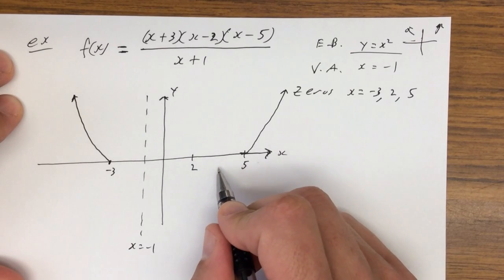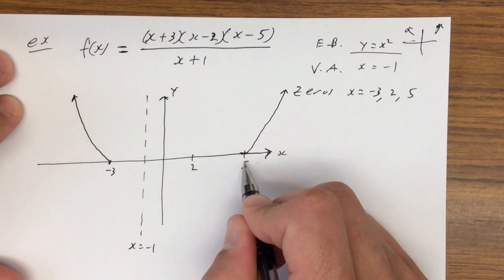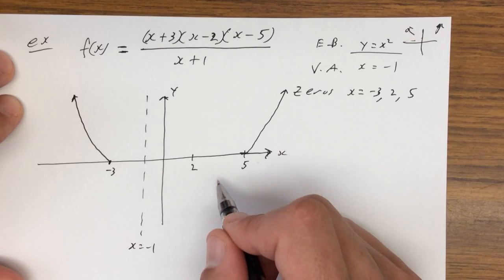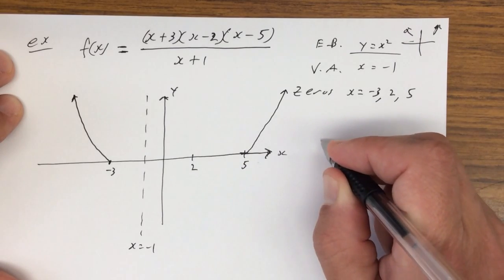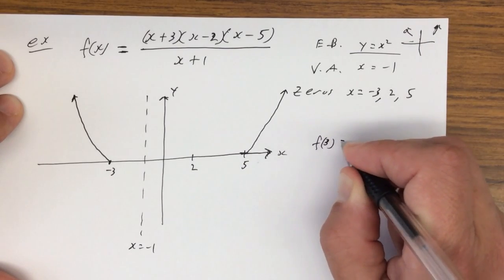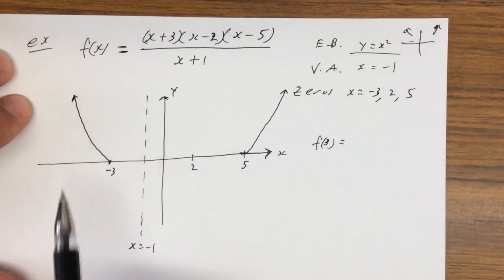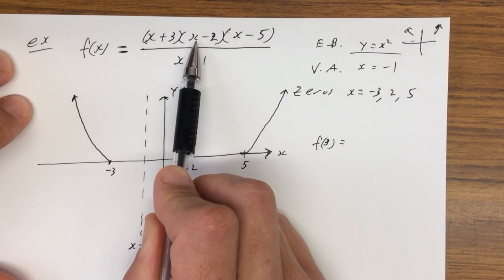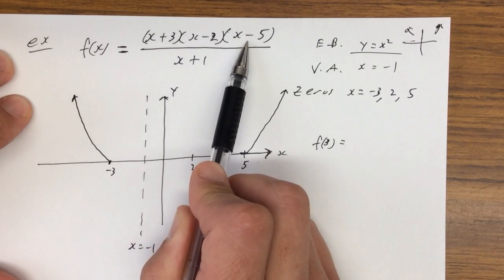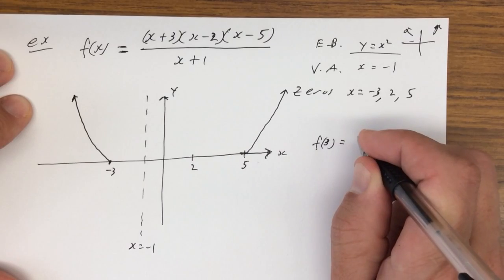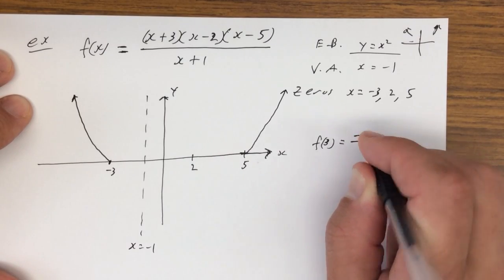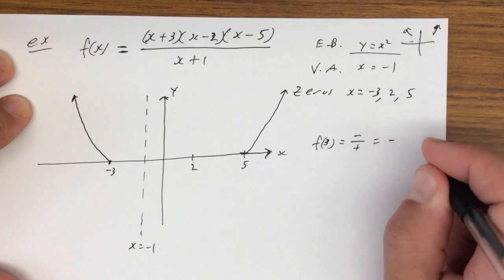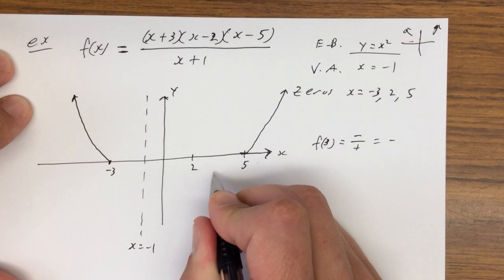Now we can check a couple of things. We could check the values in between, between 2 and 5. We could check f of 3 and see what the sign is, whether it's negative or positive. So let's plug in 3. 3 into that is positive, that is positive, and that is negative, so the top is negative. The bottom will be positive. So f of 3 is going to be negative, so it's down here somewhere.